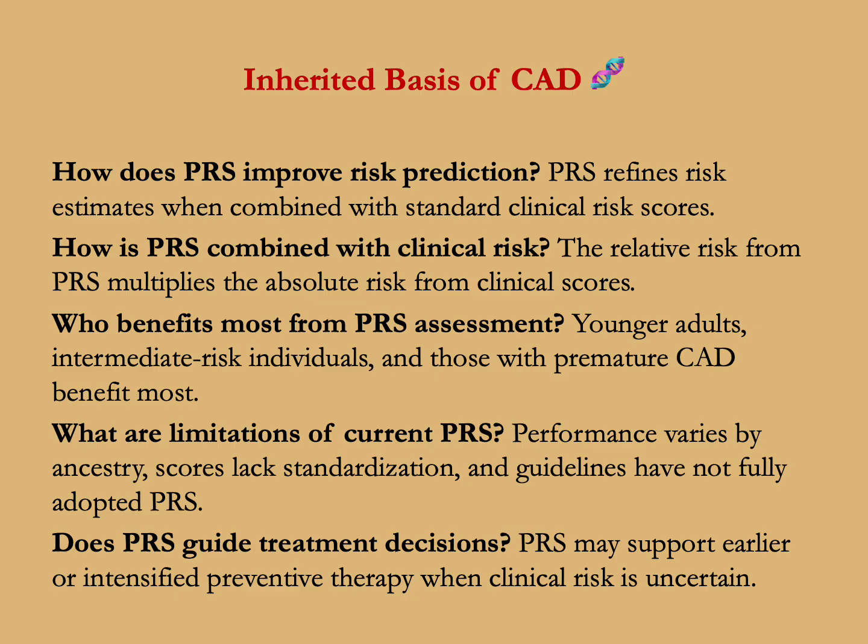Who benefits most from polygenic risk score assessment? Younger adults, intermediate risk individuals, and those with premature coronary artery disease benefit the most. What are the limitations of current PRS? Performance varies by ancestry, scores lack standardization, and guidelines have not fully adopted PRS. Does PRS guide treatment decisions? Polygenic risk scores may support earlier or intensified preventive therapy when clinical risk is uncertain.